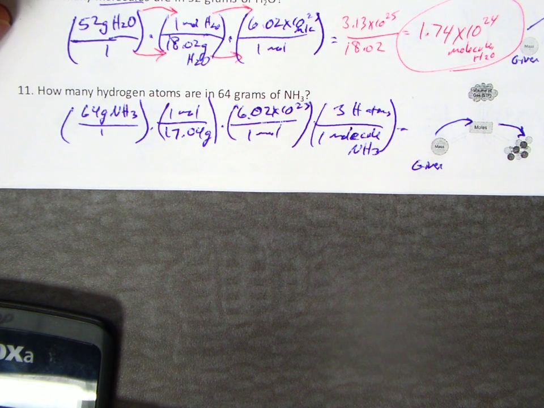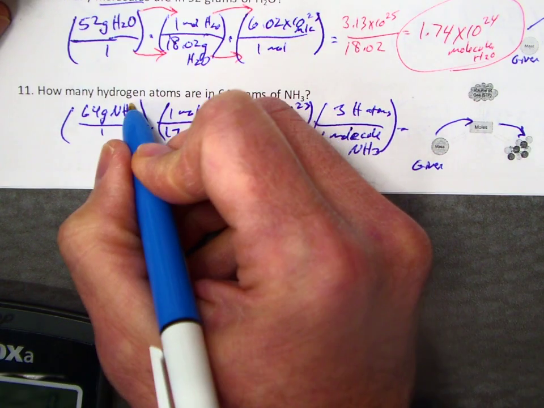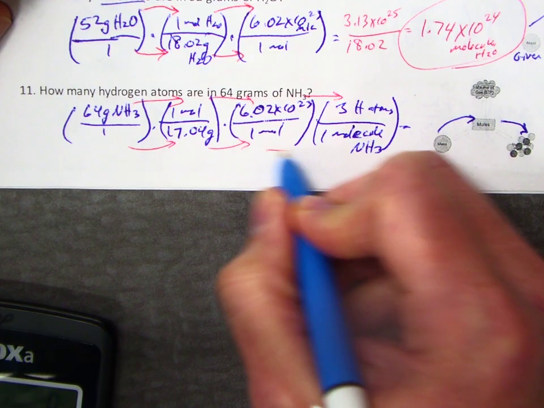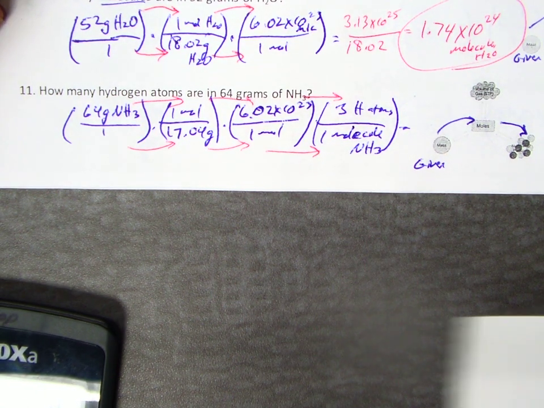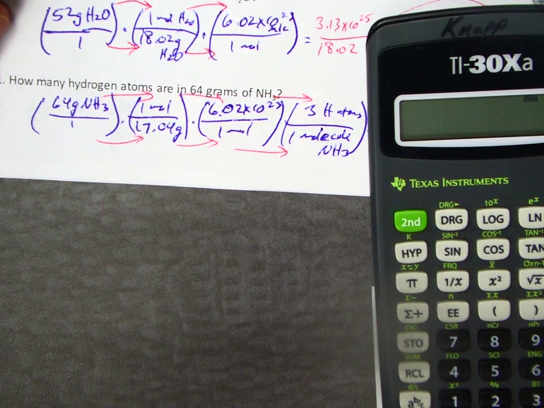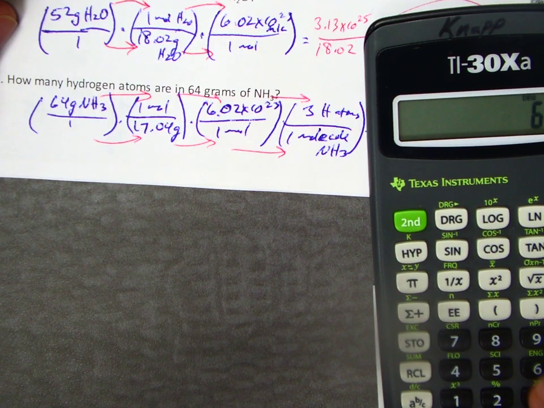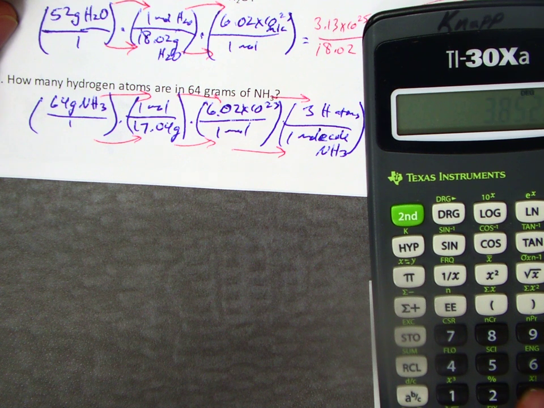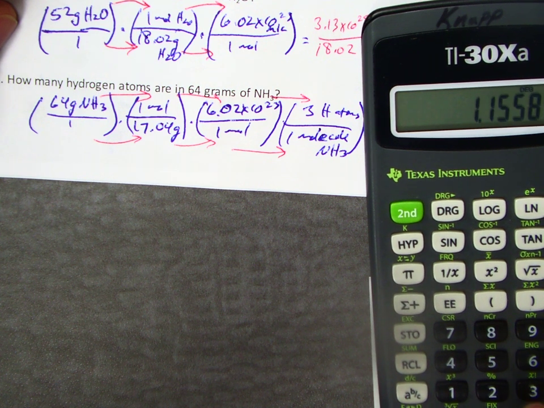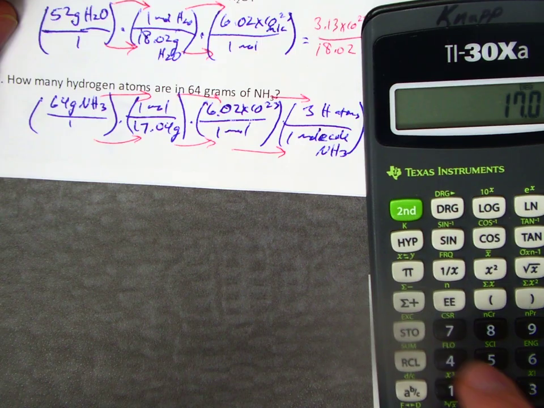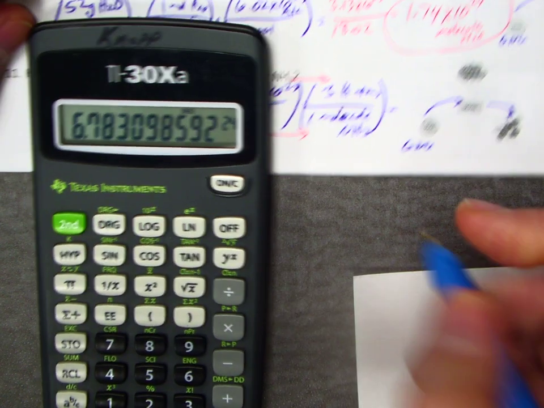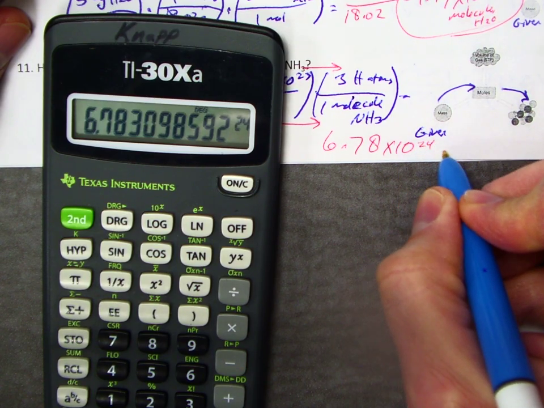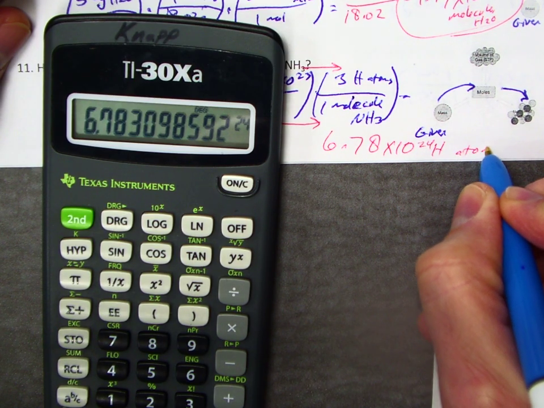So, as before, we're going to multiply across the top, all the way across the top, multiply across the bottom, and then divide. And when we do that, we end up with 64 times 6.02 times 10 to the 23 times 3, and divide that by our molar mass of 17.04, which gives us 6.78 times 10 to the 24 hydrogen atoms.